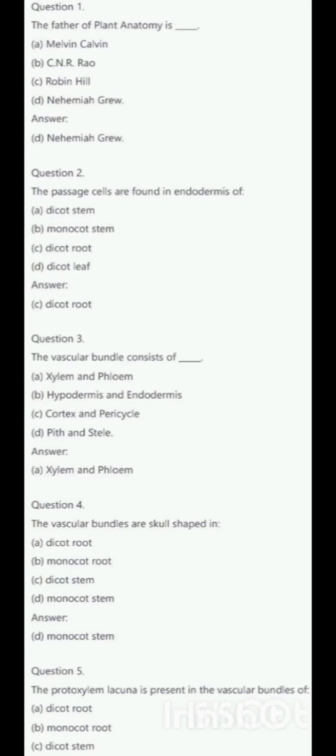Question 5. The protoxylem lacuna is present in the vascular bundles of A. Dicot root, B. Monocot root, C. Dicot stem, D. Monocot stem. Answer: D. Monocot stem.